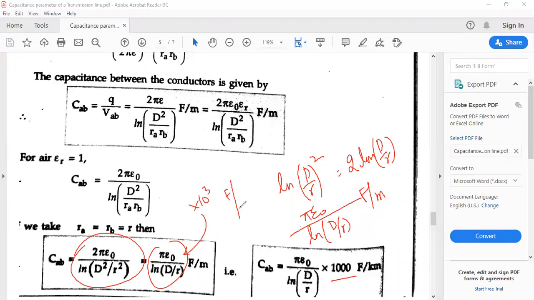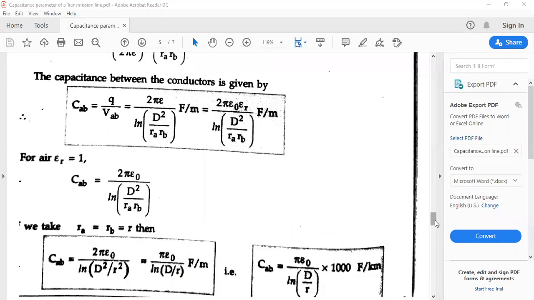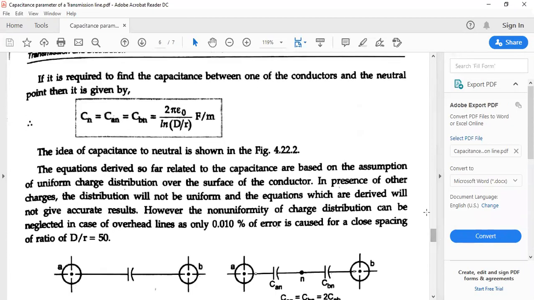That is given as farad per kilometer at the end. So next, what do I need to find out? I need to find out the neutral point on the conductor. If there is a neutral point, assuming the conductors are at a minimum or maximum distance, and if I take a point N at a midpoint, which is generally called a neutral point, then from one of the conductors to the neutral point, what would be the capacitance?